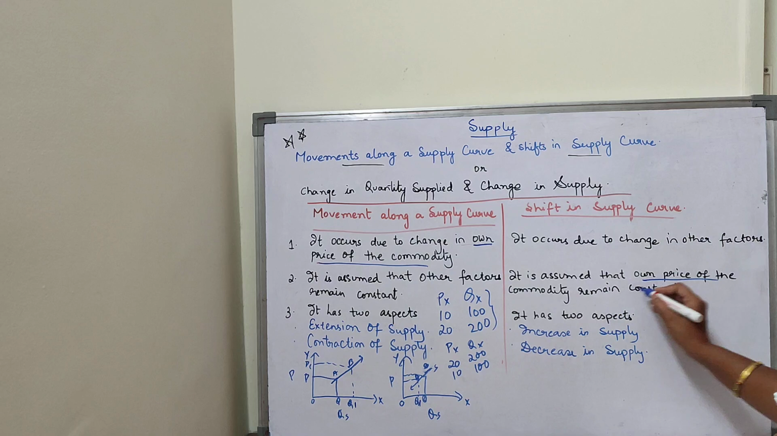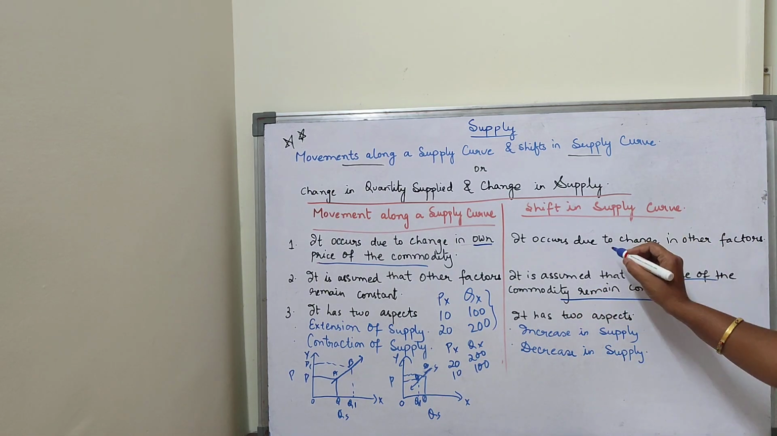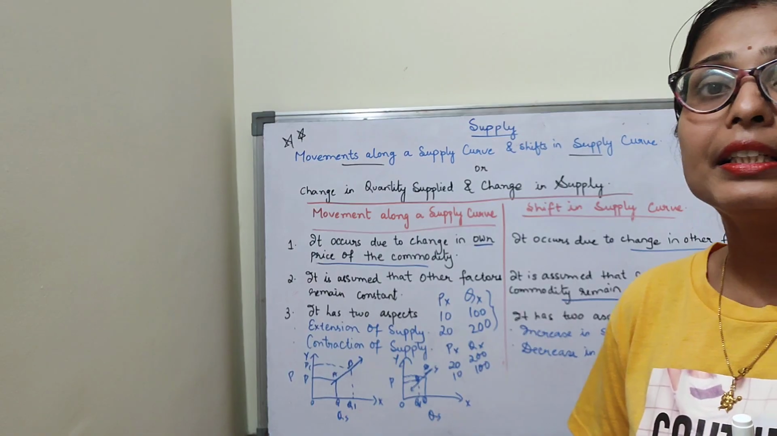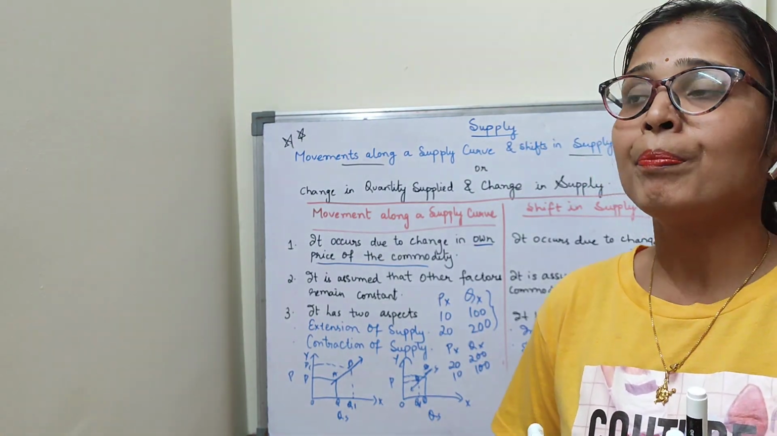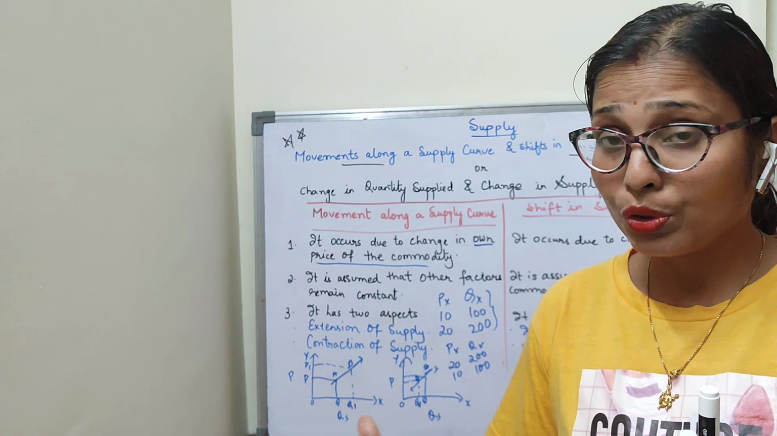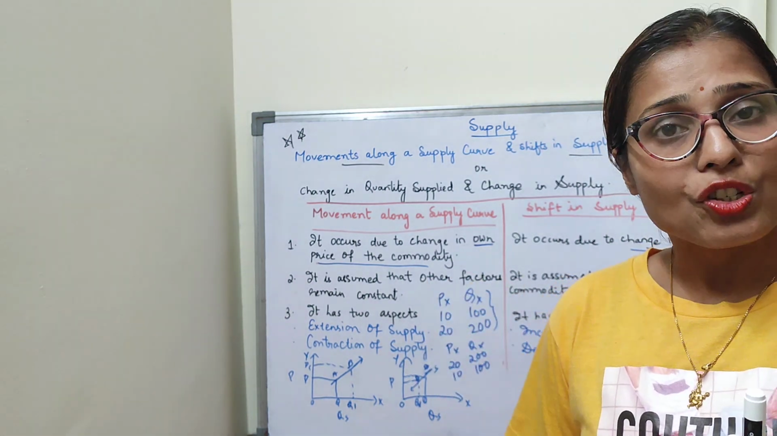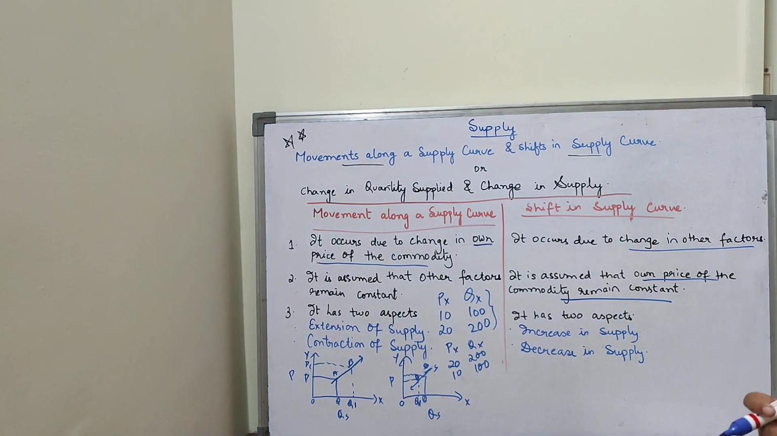See, own price here is constant. Here the supply is changing due to change in the other factors. Other factors you can take like technology changes, the price of future expectation, the other price of the related goods, that means taxation policy. So there are many other determinants where supply increases or decreases. Here the own price of the commodity remains constant.